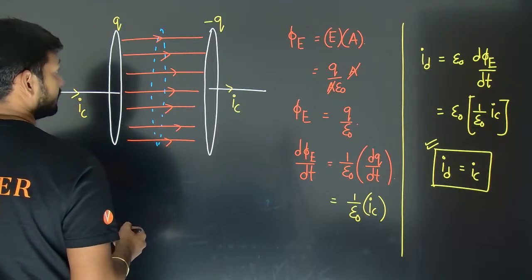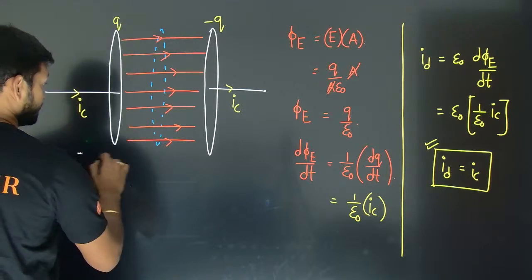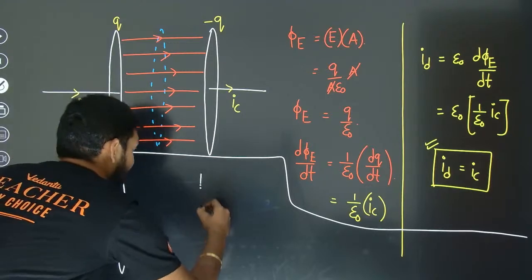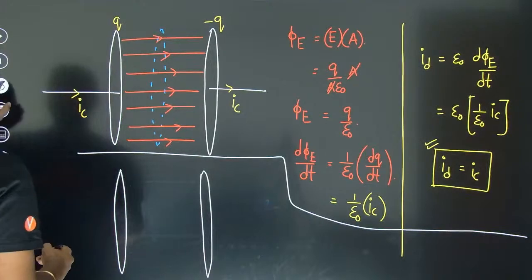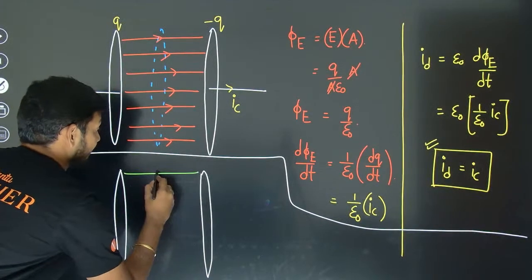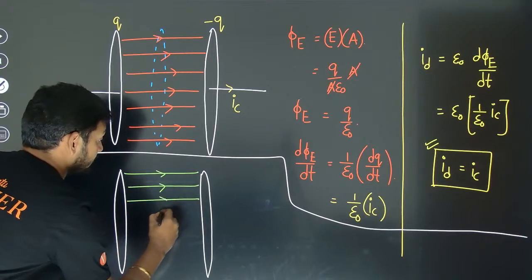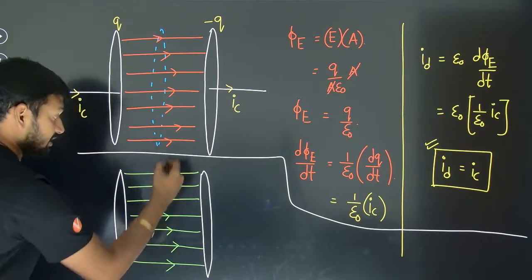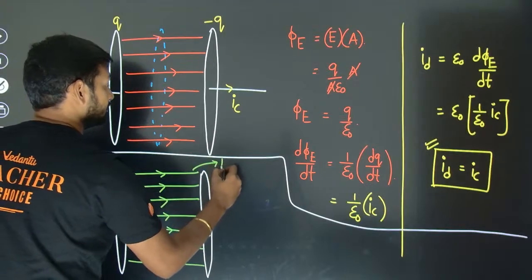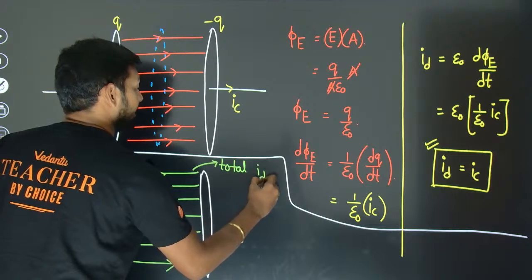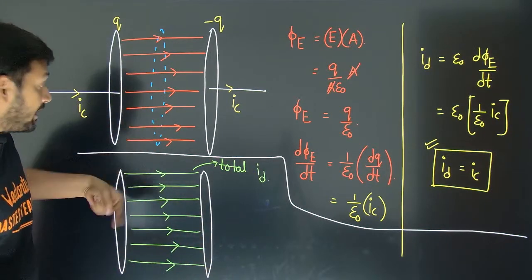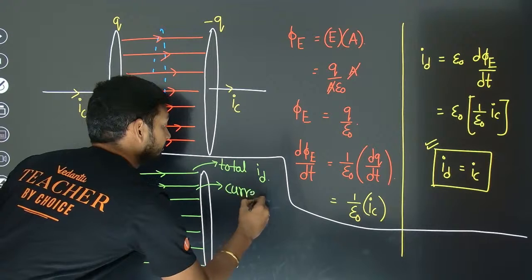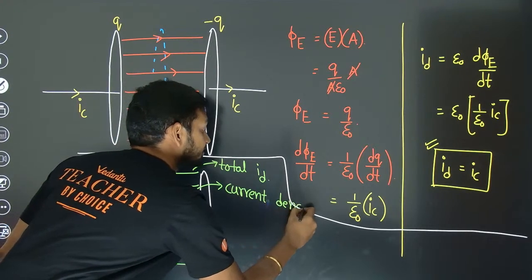Right? Okay. So because of space constraint, I'll just show it here itself. Whatever that ID I have got is present throughout the volume where I have the electric field varying. So the total displacement current ID is present in this whole area. So what is the current density? What is the current density?